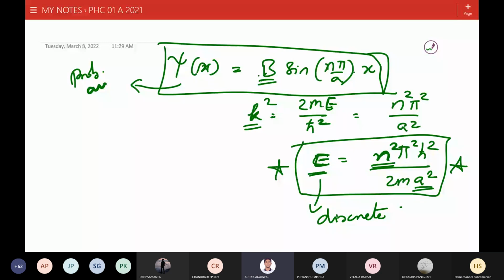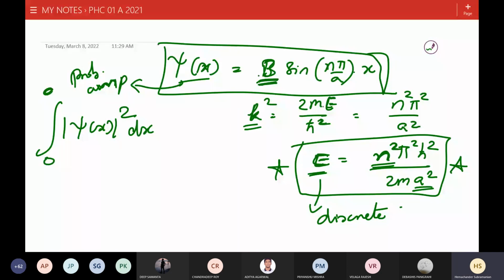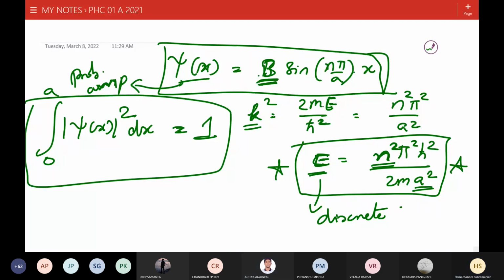Sir, we have to find the probability amplitude. Then we will compare the sine curve with the value of x, and then we will manipulate the sine curve with the probability amplitude, and we will get B. You have to have another constraint, some kind of a constraint equation. The equation comes from here. So this is the probability amplitude, and what is psi of x squared integrated from 0 to a? It is 1. Yes, this is a constraint that you have to use to find B. This is called the normalization condition.